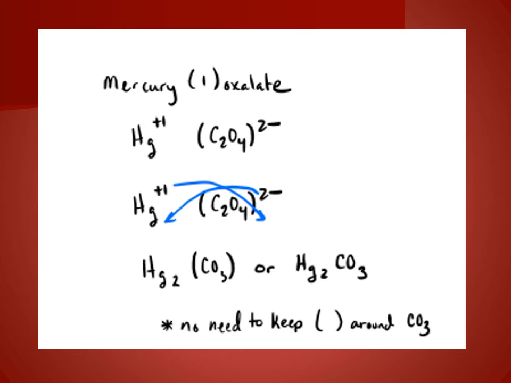Okay, here is mercury(I) oxalate. Mercury(I) is the mercury with the one positive charge. Oxalate, I have memorized, C2O4. I dump it in parentheses, put a 2 negative outside of it because that's its charge. A 1 and a 2 do not cancel, so I crisscross. When I crisscross, I end up with, down here, Hg2, and then a single oxalate.